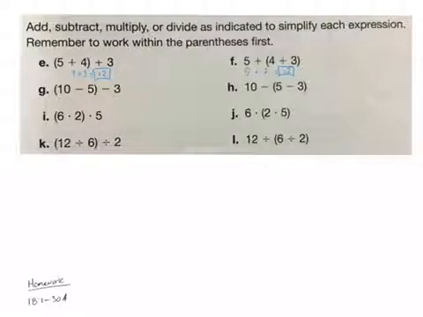10 minus 5 is 5, minus 3 is going to give me 2. This is going to be 10 minus 5 minus 3, which is 2, so this is going to give me 8. I forgot to box this one in over here.